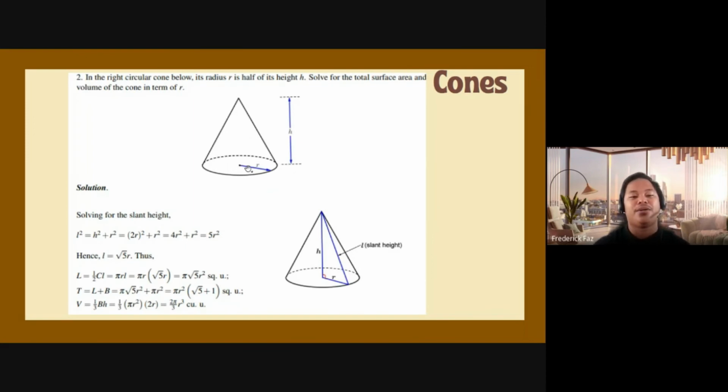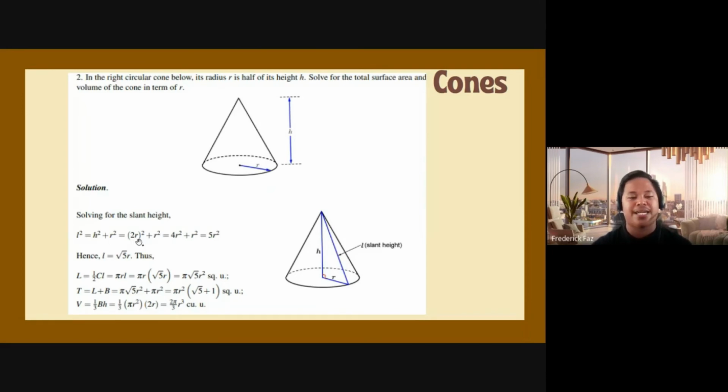Another example, we have here a right circular cone. Its radius is half of its height. Solve for the total surface area and volume of the cone in terms of R. So yung ating radius daw ay kalahati ng height. So we have here L squared or the slant height is equal to H squared plus R squared. So yung height po is represented by 2R since meron po dati yung given na yung height, radius ay half of the height. So ibig sabihin, yung height po ay twice of the length of the radius po.